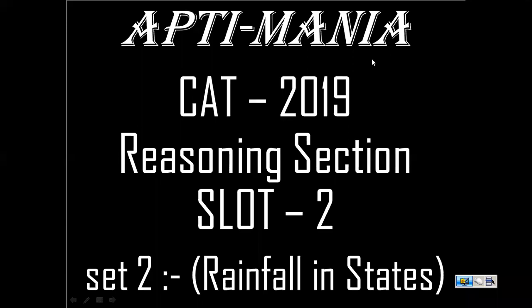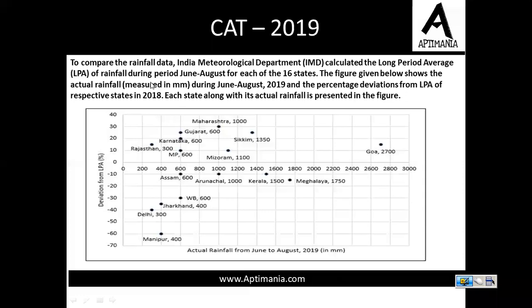Hello, I'm Abhishek, and in this video we are going to discuss the second set of the reasoning section, which was asked in CAT 2019 slot 2 paper. This was based on rainfall, so I have named it rainfall in the states. So let us start with the set.